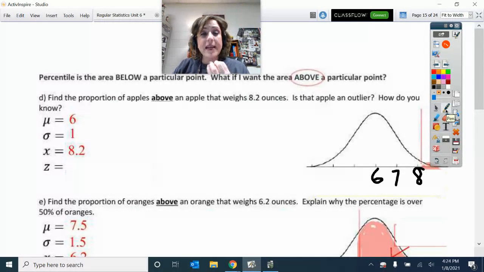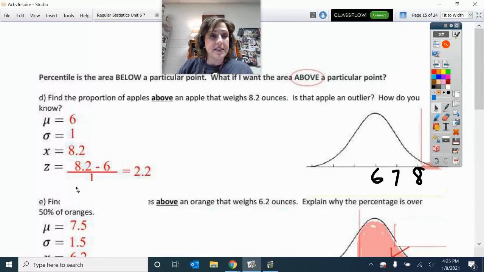Well, we have to have a z-score. We can't put context into the calculator. It has to be z-scores. So let's go calculate that. We've got our x minus the mean over the standard deviation. So there is our z-score of 2.2. And you can see this line I drew is 2 and a little more standard deviations above the mean.